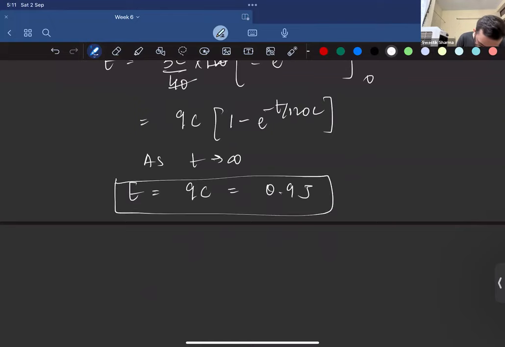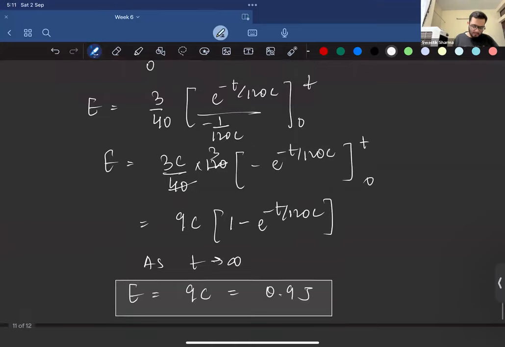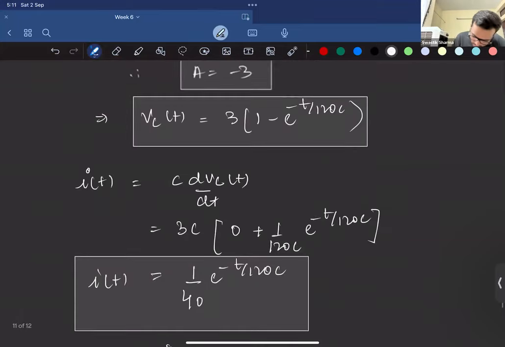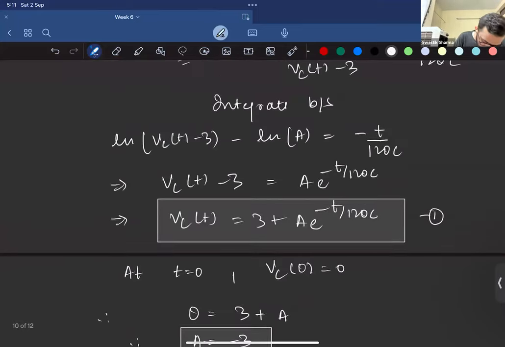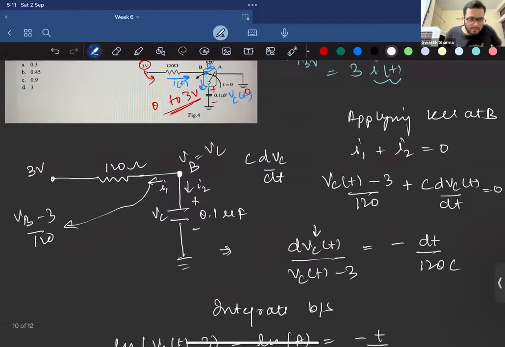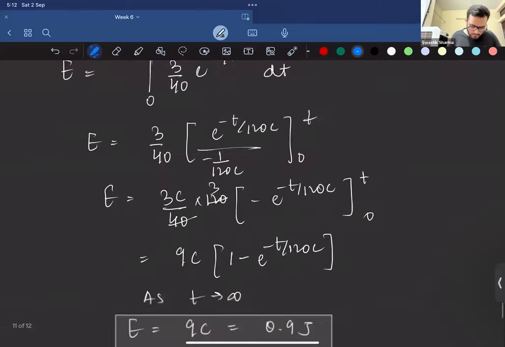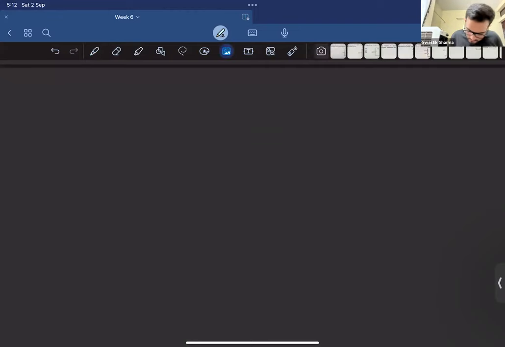Very good. So if you're solving this, let me know. And if I don't hear a voice, I feel like there's no one solving. Okay, so the answer is 0.9 joules. Very good. Let's move on to another question.